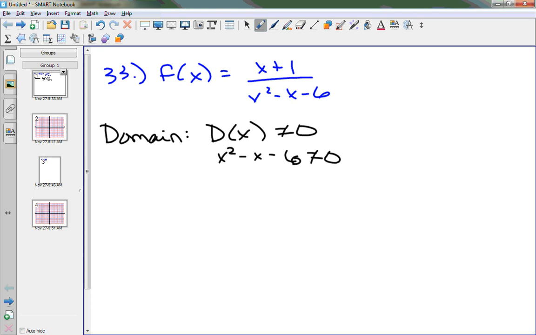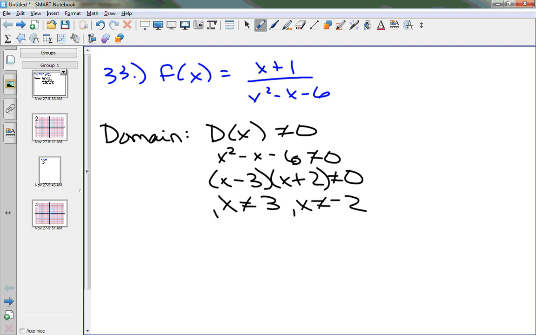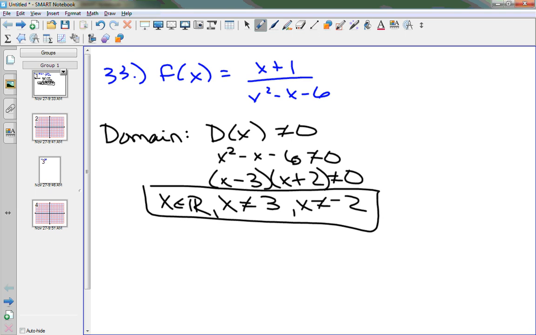What do I do? X minus 3 times x plus 2 cannot be 0. X cannot be 3. X cannot be negative 2. Put it in the real number system. What does this mean? It means you have a hole in your graph there, correct? Now, after I find my domain, what am I looking for?